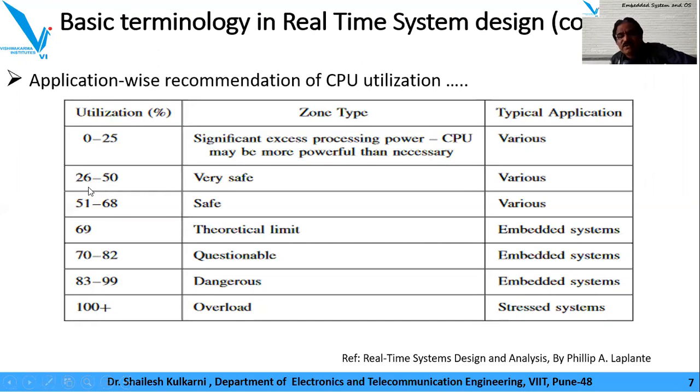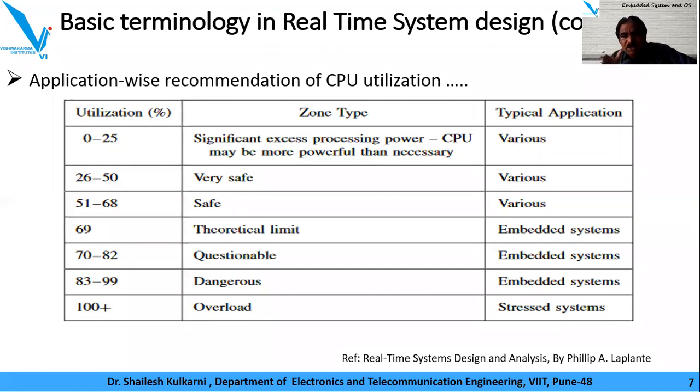Likewise, when you have 26 to 50% utilization of CPU, they are said to be safe in the real-time domain. Means there is no fear that you would miss the deadline. I'm now trying to correlate the two factors. What are these two factors? Whether the safe zone is there, whether the critical zone is there. For what? For execution, for meeting the deadlines.